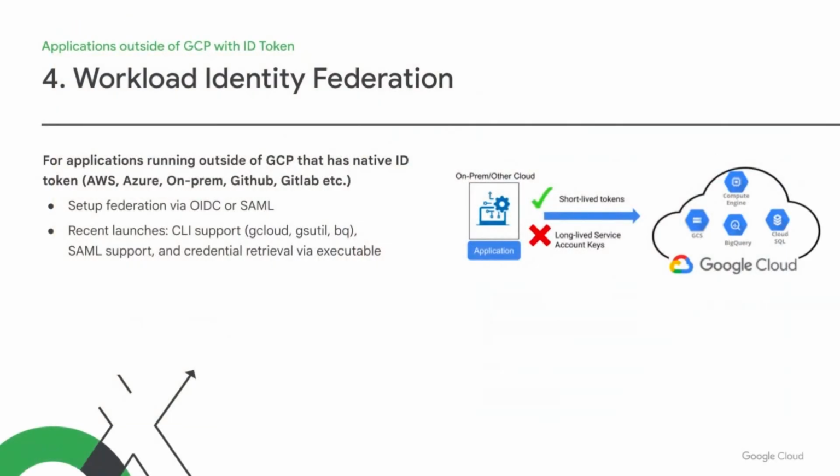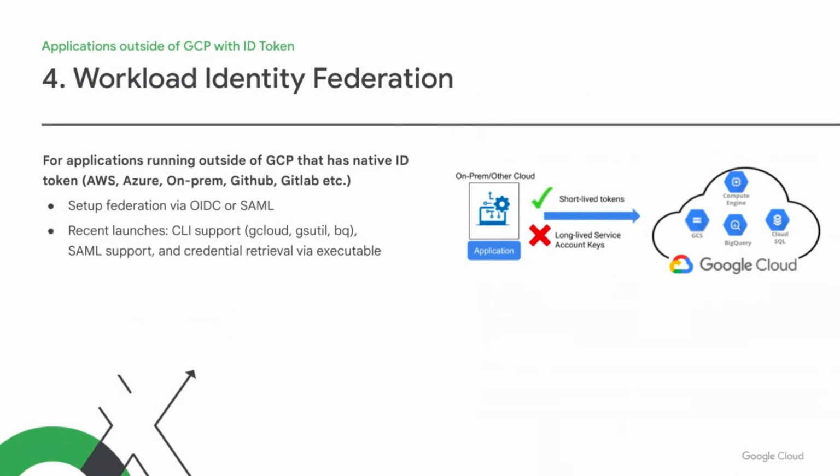Finally, for applications running completely outside of Google Cloud, for example, if your application is running on AWS, Azure, on-prem, or GitHub, GitLab, we recommend you to use Workload Identity Federation. As long as your workload has the ability to generate an identity token for itself in its native environment, Workload Identity Federation allows you to exchange the native ID token for a GCP access token. With the GCP access token, you will be able to impersonate a regular service account and its permission without using a service account key.